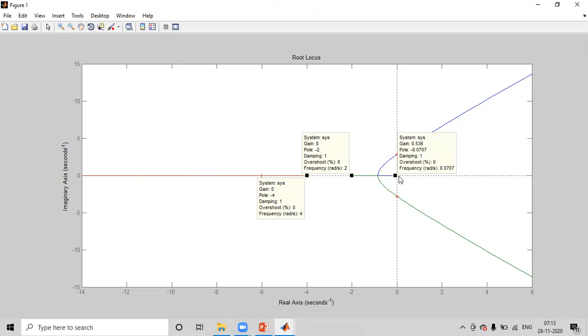And next, the origin. This is the origin, a pole at origin. So pole location is 0, gain is 0. Now if we are increasing the k value, automatically these pole locations will change. Based on that, it will move. While moving, it is crossing the imaginary axis, so it is entering into the right half of the S-plane. That means the system will be unstable.